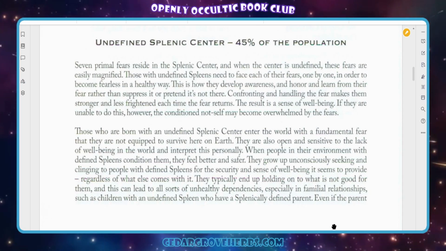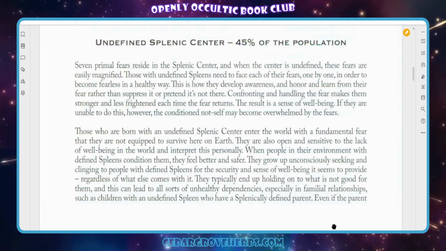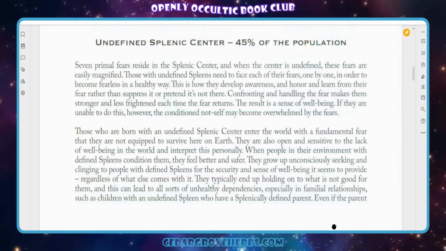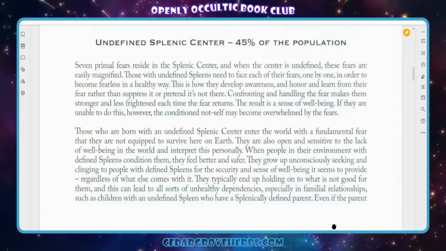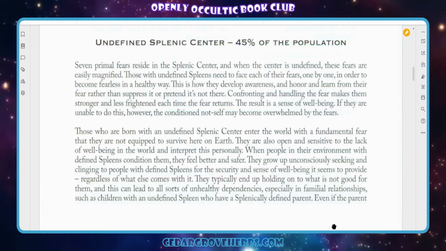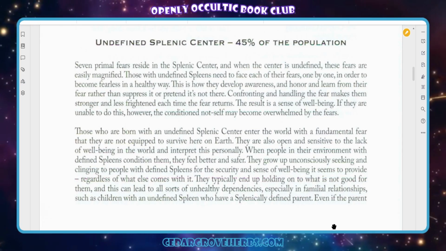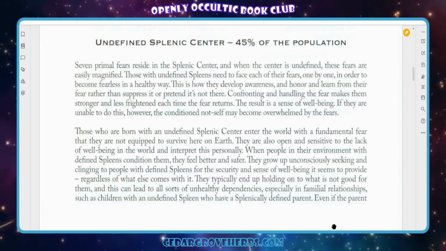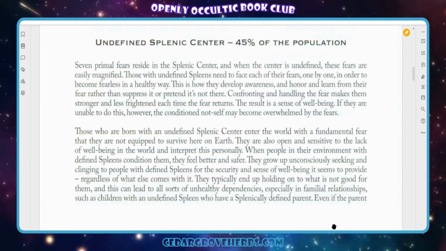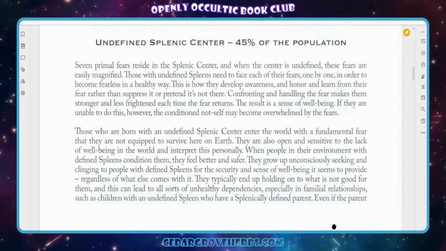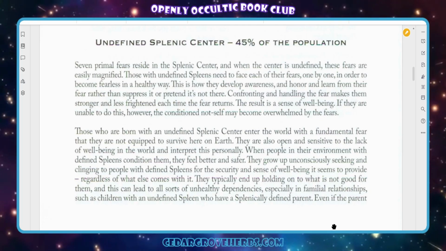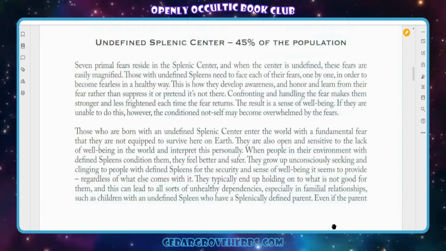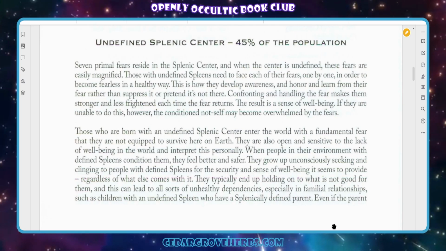If they're unable to do this, however, the conditioned not self may become overwhelmed by the fears. Those who are born with an undefined splenic center enter the world with a fundamental fear that they're not equipped to survive here on earth. They're also open and sensitive to the lack of well being in the world and interpret this personally. When people in their environment with defined spleens condition them, they feel better and safer. They grow up unconsciously seeking and clinging to people with defined spleens for the security and sense of well being it seems to provide, regardless of what else comes with it.